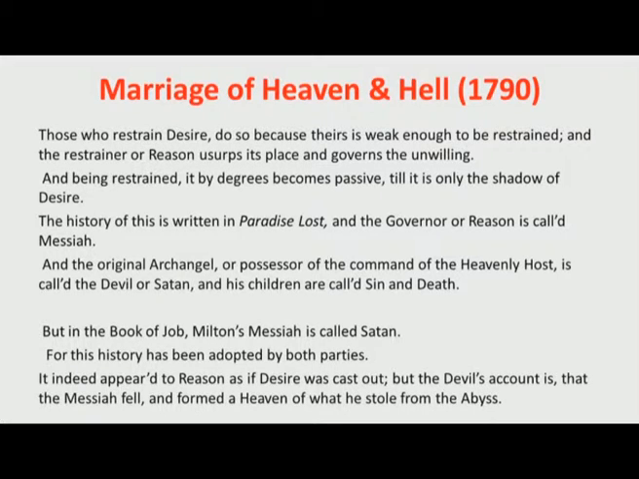The history of this is written in Paradise Lost, and the governor or reason is called Messiah, and the original archangel or possessor of the command of the heavenly host is called the devil or Satan, and his children are called sin and death. But in the book of Job, Milton's Messiah is called Satan. For this history has been adopted by both parties. It indeed appeared to reason as if desire was cast out, but the devil's account is that the Messiah fell and formed a heaven of what he stole from the abyss.